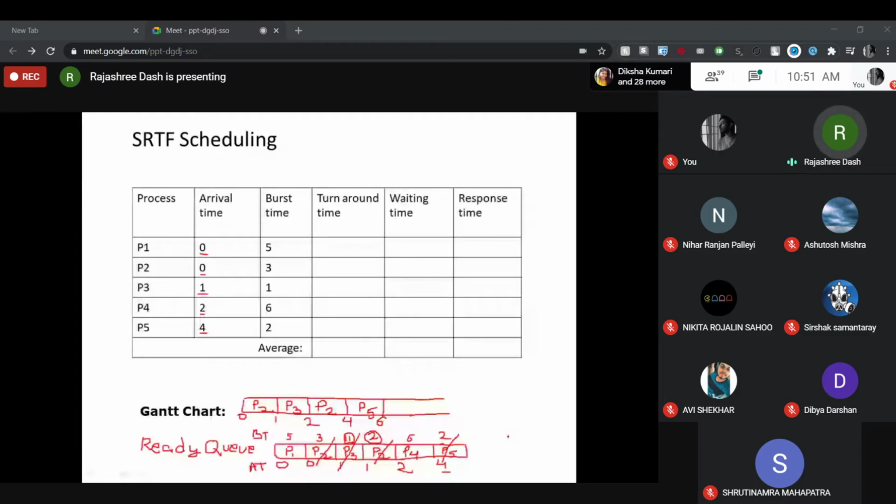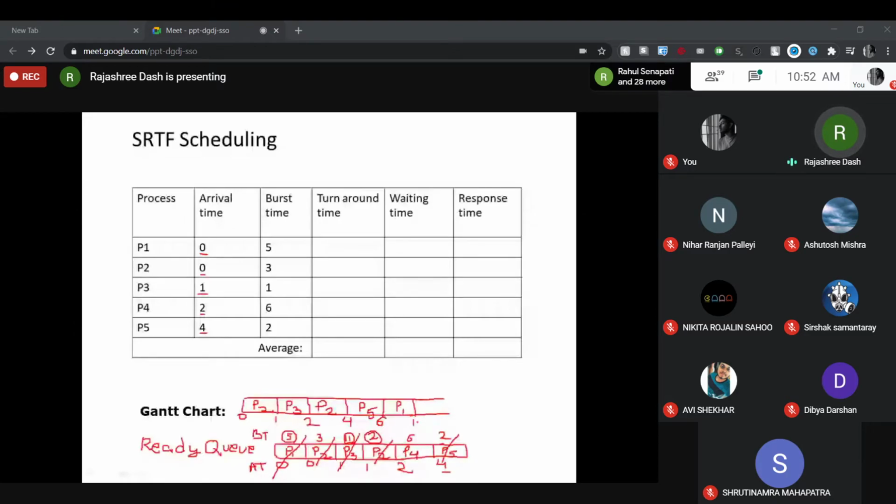Now there are only 2 processes in the ready queue: one is P1, another one is P4. So who will tell me what will be the next process to be allocated to the CPU? P1, because if you look at the ready queue, the process having the smallest burst time is P1. That is 5. So now P1 will be allocated to the CPU and will continue up to 11, because 6 plus 5 is 11.